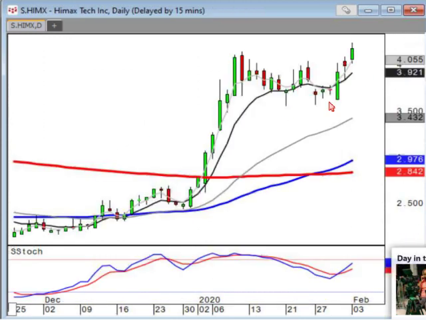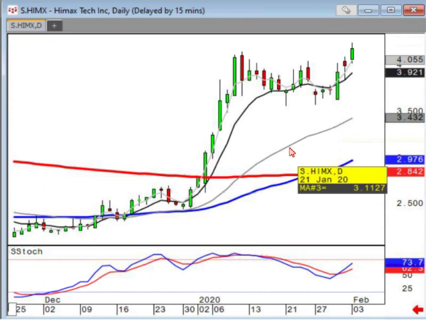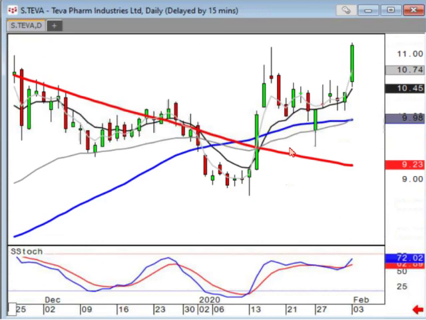HIMX, that's a good-looking chart too. Left-right combo, doji sandwich breakout. You can be buying this one. Kiva, kind of a wedge breakout. Another one that's probably got another leg up.